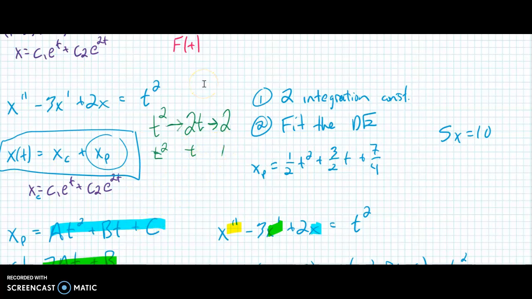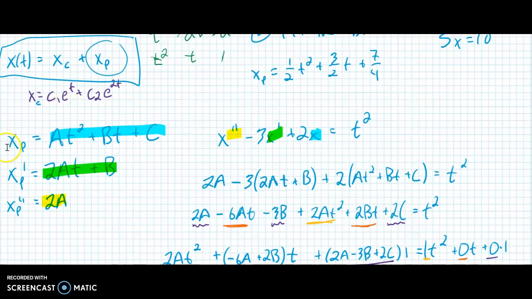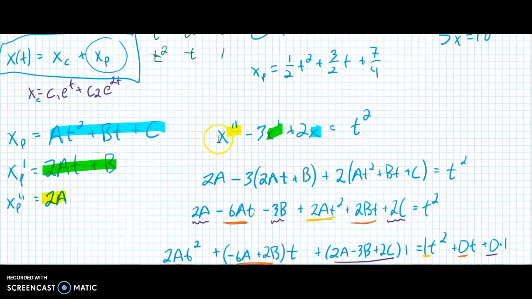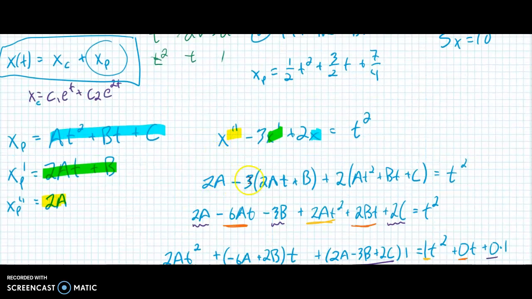Now, this next part you should be familiar with. So I'm going to go through this kind of quickly. You then find your xp. So this is our guess at our xp. We find xp prime. We find xp double prime. Notice this is highlighted in blue. It's going to go in for the blue right there. Notice this one's highlighted in green, goes in for the green. The yellow goes in for the yellow. When we put all those in, we wind up getting this mess.